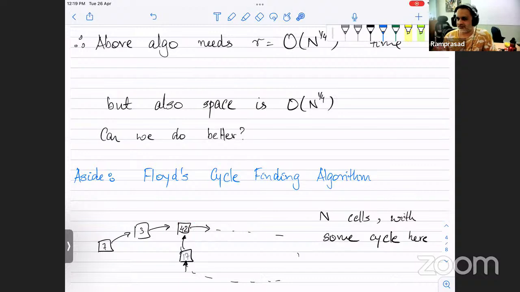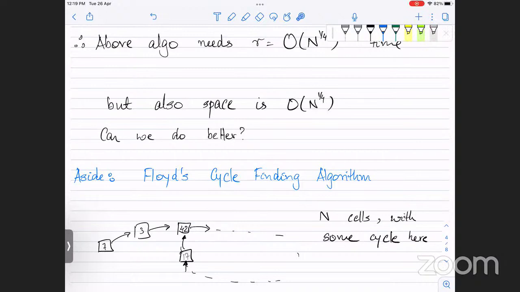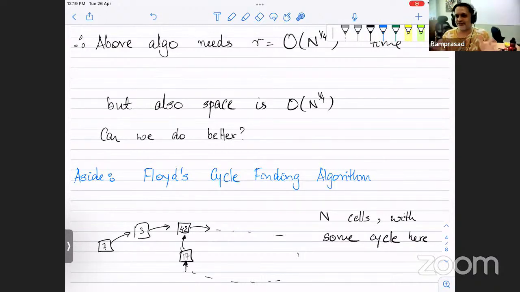Okay, so this is the task. I give you access to some linked list of this form. The fact that it's a linked list, etc., is not important, but this is usually how the programming question is stated. And you're told there is some cycle here. You only have access to a next function continuously, and you want to find this cycle.